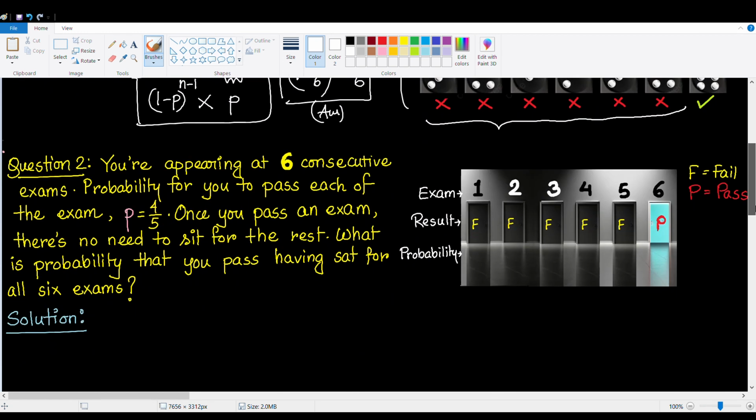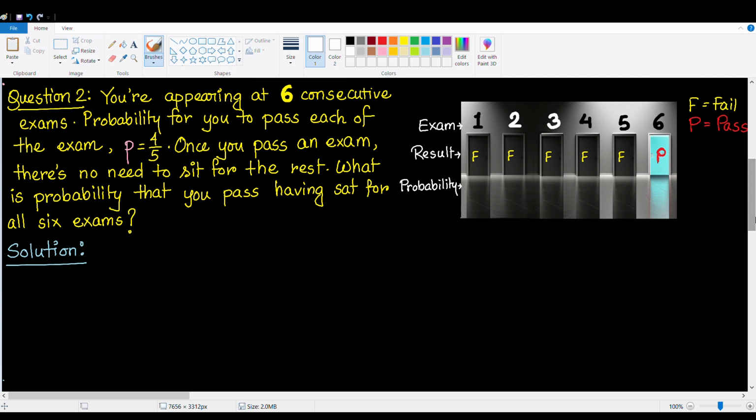Let's see another example. In example 2, you are appearing at 6 consecutive exams. The probability for you to pass each exam, denoted by small p, is 4 by 5. Once you pass an exam, there's no need to sit for the rest. So if you pass any of the exams, you are not required to sit for the remaining exams. What is the probability that you pass having sat for all 6 exams? So you have to pass, but you have to sit for all 6 exams.